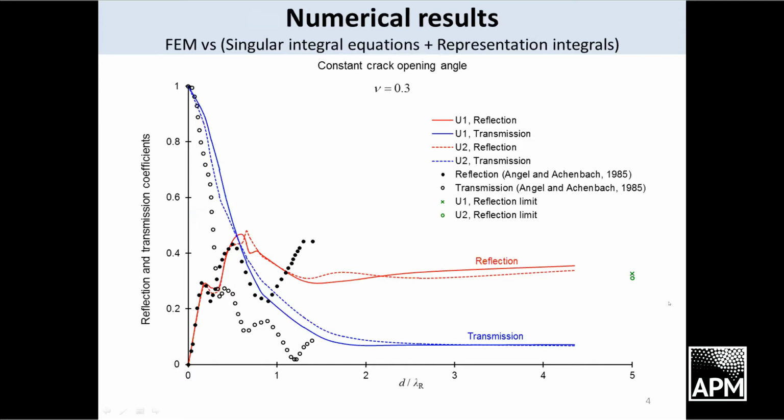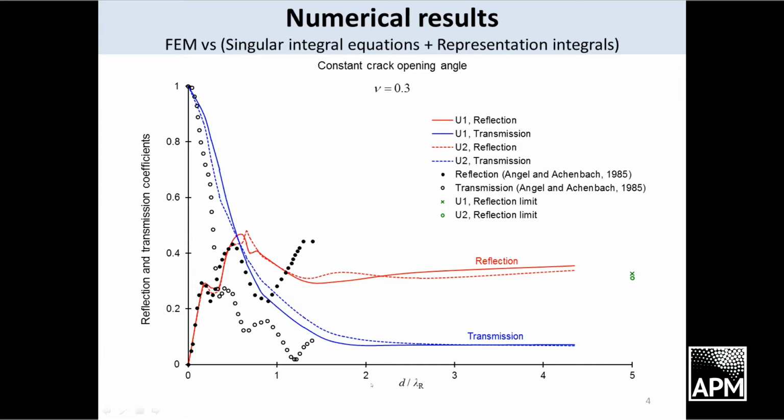In this figure, results of finite element analysis are compared with those obtained by Engel and Achenbach using a semi-analytical approach. They reduced the problem formulation for a single crack to two systems of singular integral equations of the first kind for dislocation densities across the crack faces. Then they solved these equations numerically and substituted resultant dislocation densities into appropriate representation integrals, thus obtaining displacement fields.